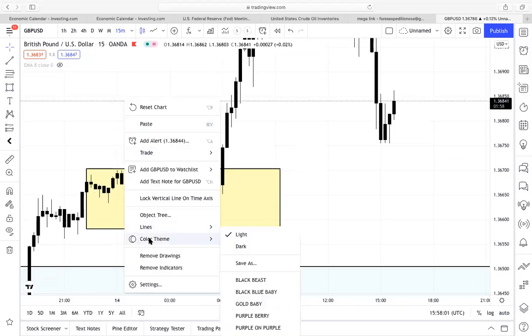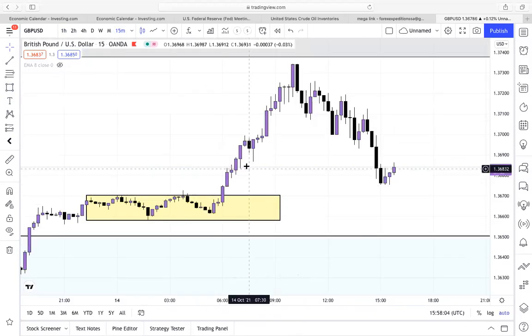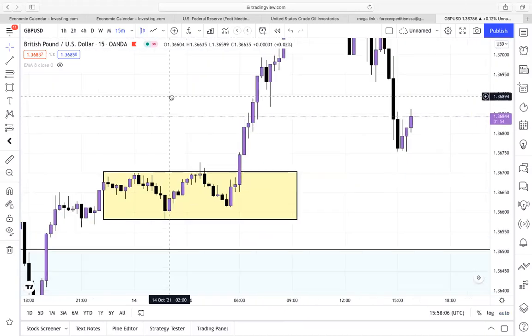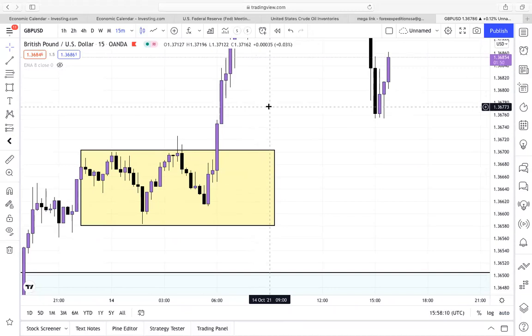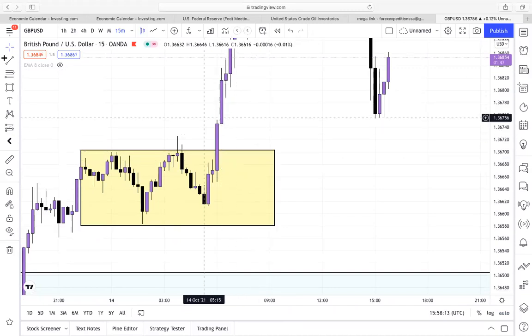When it broke. The first sign of bullish momentum, where was it, guys? When it broke out of the consolidation area in a smaller time frame.